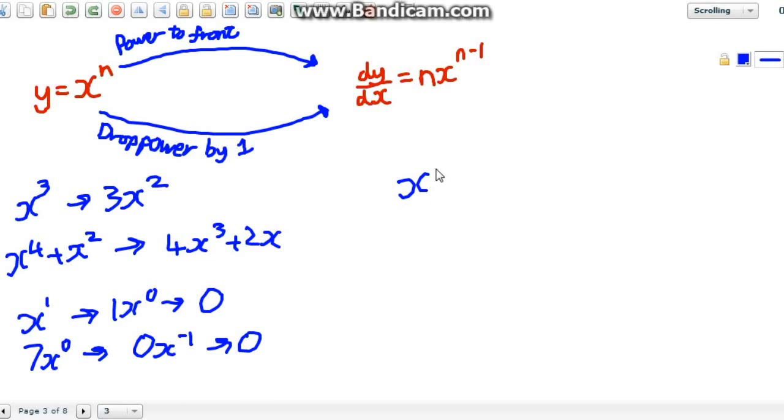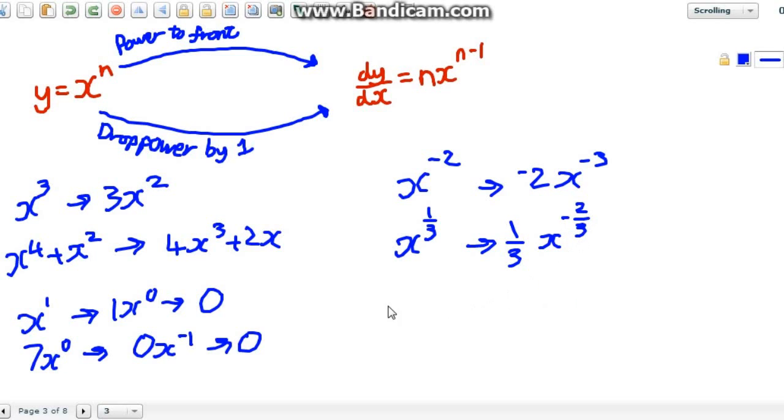If we had x to the minus 2, it would go to minus 2x to the minus 3. If we had x to the third, it would go to a third x to the minus 2 thirds. If we had 3x cubed, it would go to 9x squared. Now I think those examples cover all the bases. Basically, you move the number to the front and drop the power by 1. If you've got more than one x term, you just do it to each one individually.